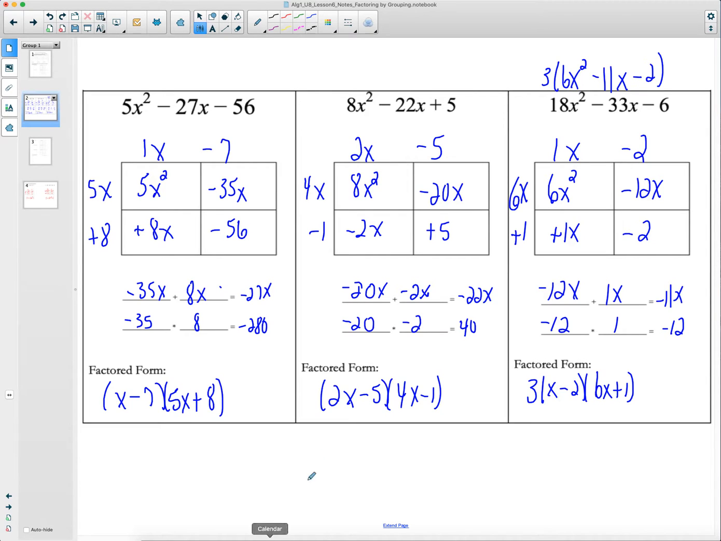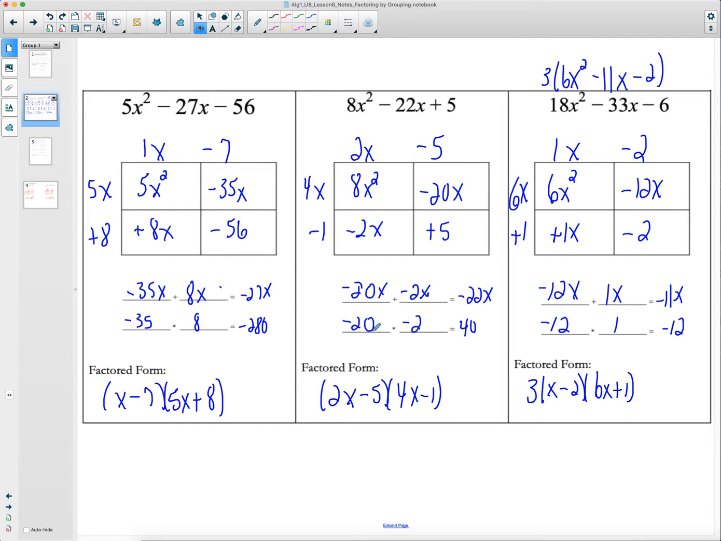Now moving on to our middle example here. Once again, no GCF. So we can put our A term into the first box here, 8x squared, and our C term into the last box here, which is a plus 5. A times C is 40. That's a little bit of an easier combination to work with here, and we know we have to get to negative 22.